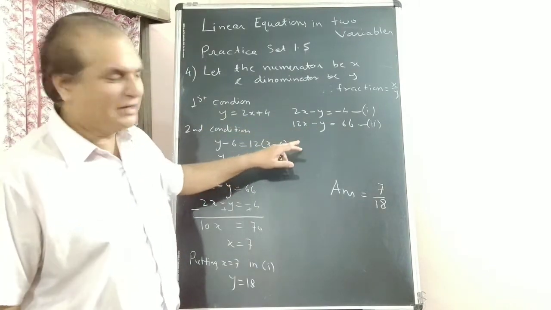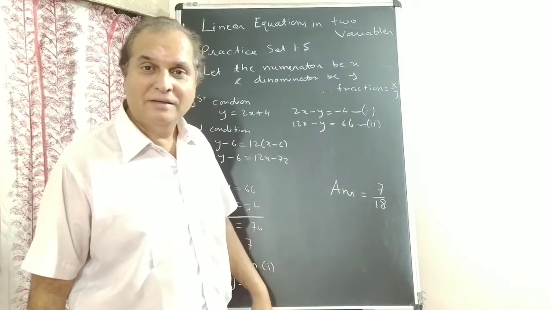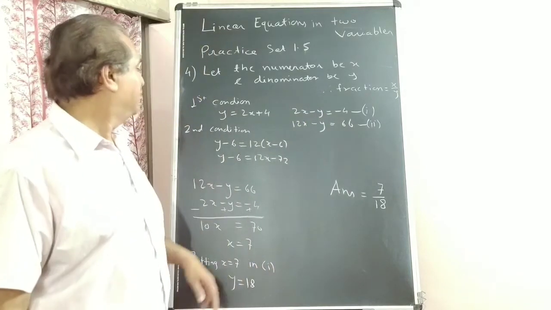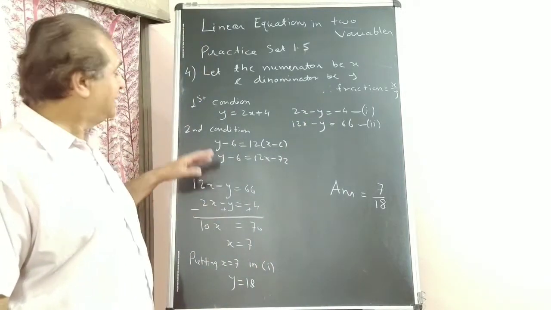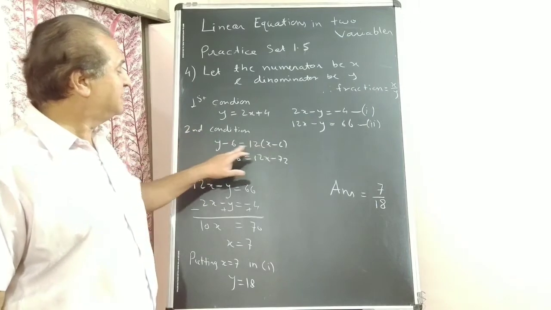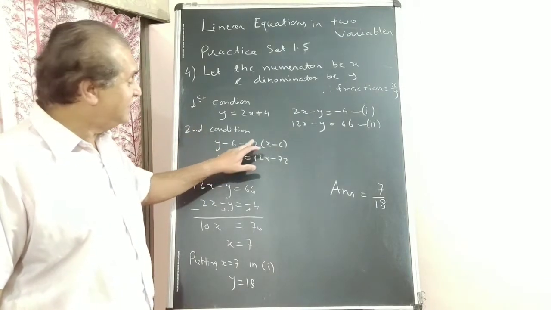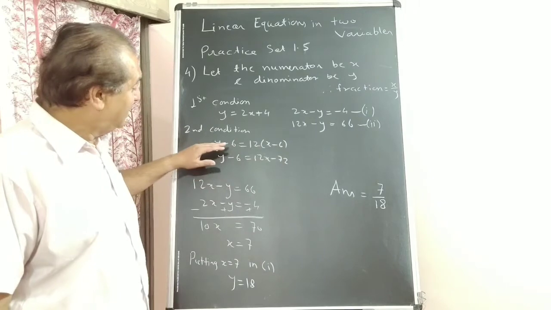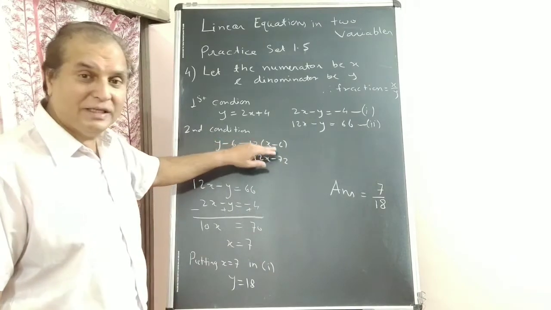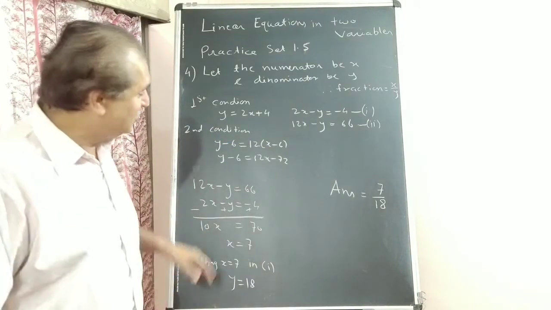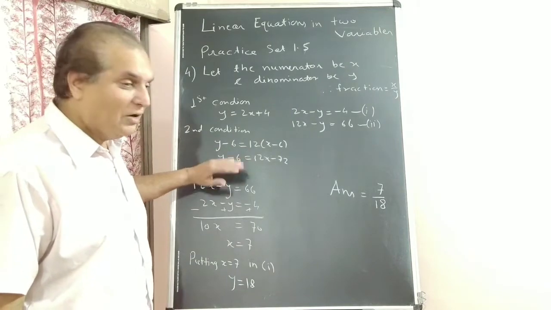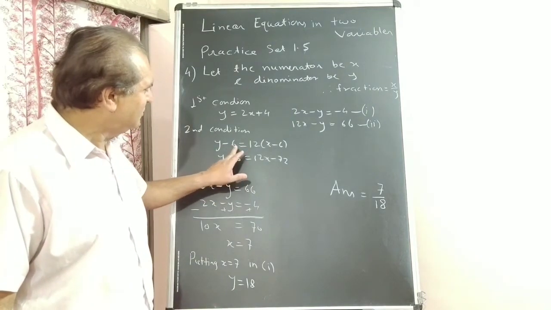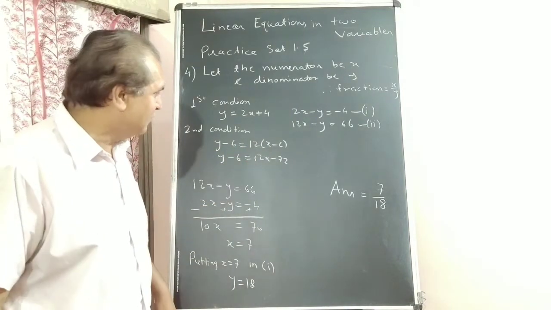Just make proper equation in x, y and numbers. Okay, we'll go for the second condition. If both are reduced by 6, y minus 6, x minus 6, the denominator is 12 times the numerator. If reduced by 6, we'll open: y minus 6 equal to 12x minus 72.